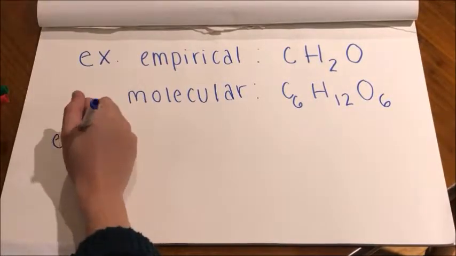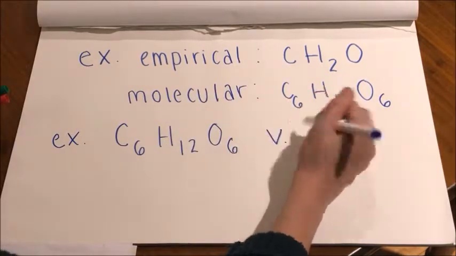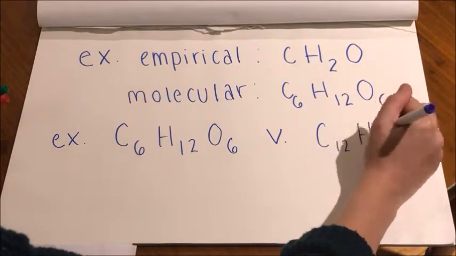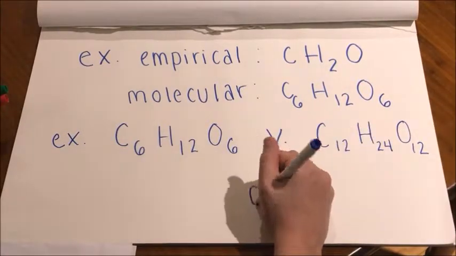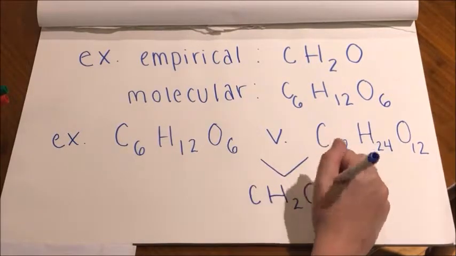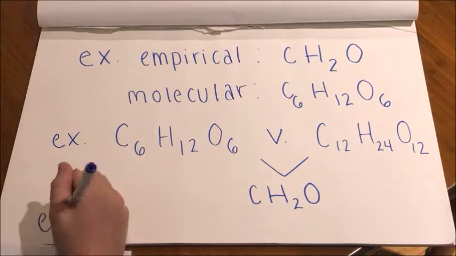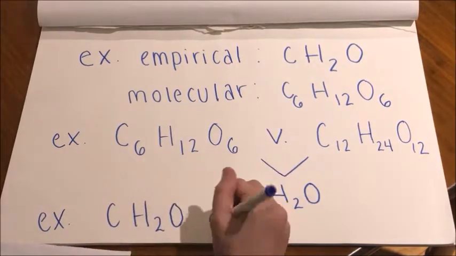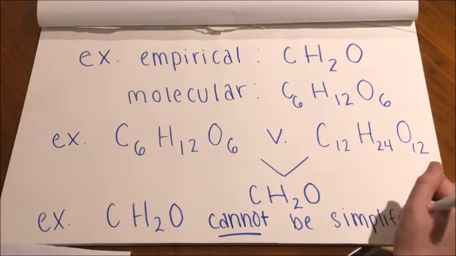In some cases, two compounds can have the same empirical formula, but different molecular formulas. These two have different molecular formulas, but the same empirical formula. In other cases, the given compound's molecular formula cannot be simplified, and so the empirical formula and molecular formula are the same. In this case, the CH2O cannot be simplified, so they are the same.